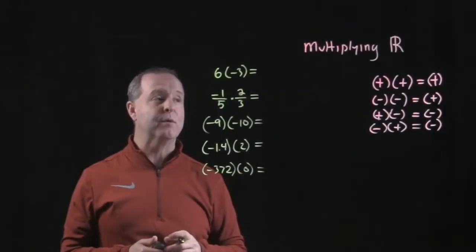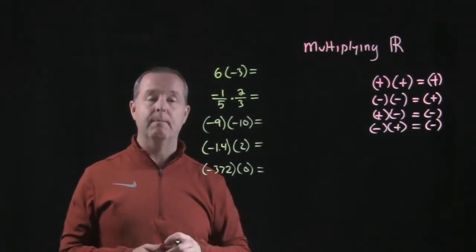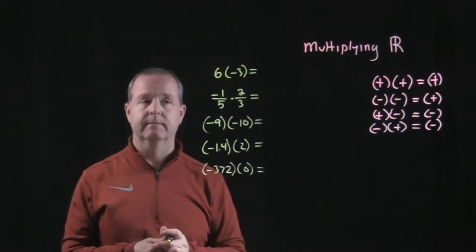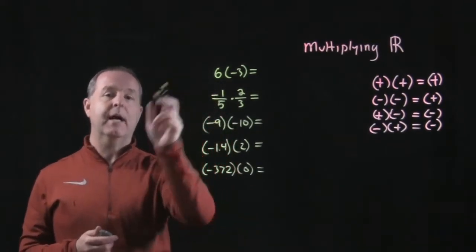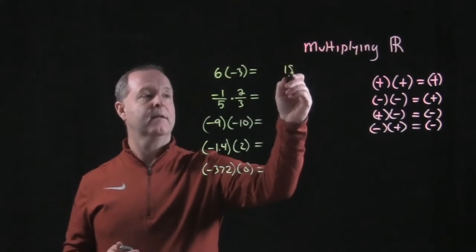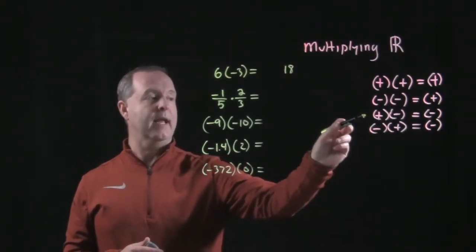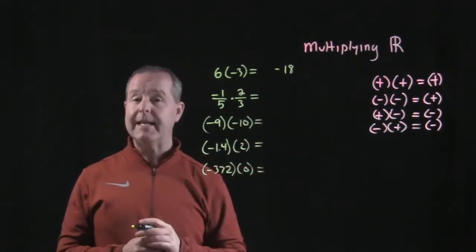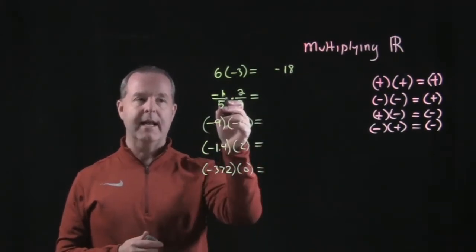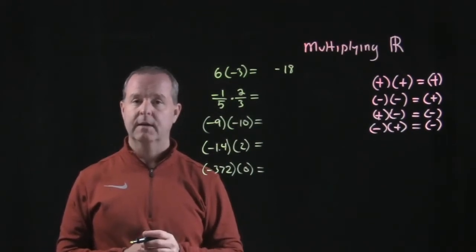Here are 5 examples of how we can look at what happens to the sign when we're multiplying real numbers. 6 times a negative 3 produces a value of 18, and its sign is a positive times a negative, which will produce a negative 18.